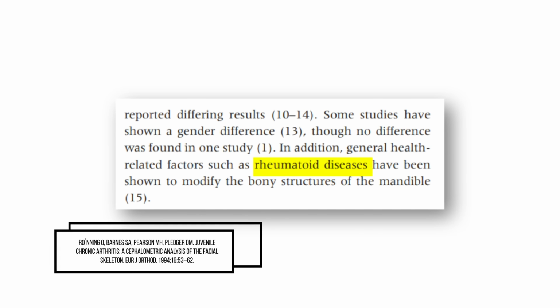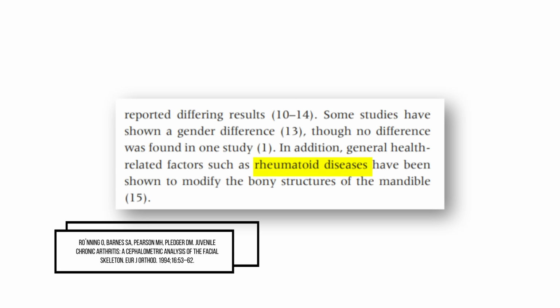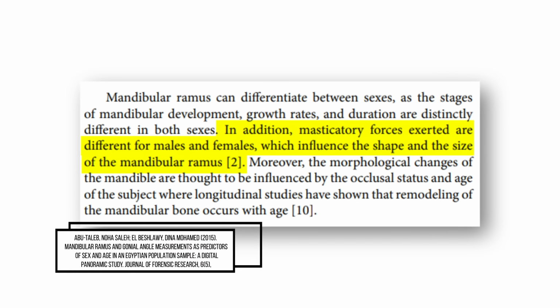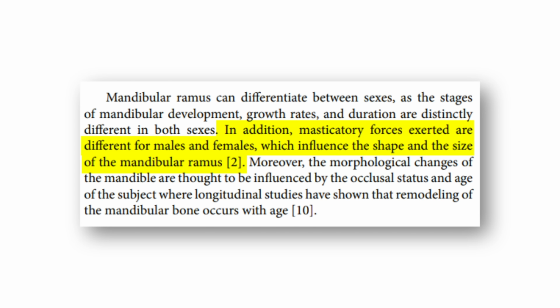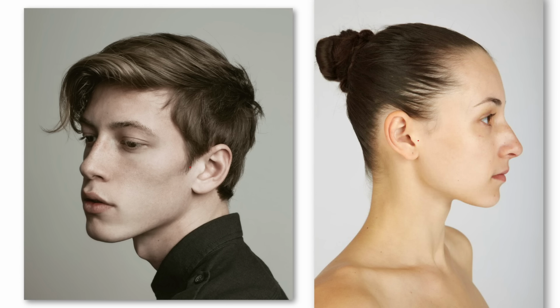The gonial angle, we'll talk about that in just a second, but health-related factors like rheumatoid disease can modify the bony structures of the mandible too. Saleh and colleagues tell us that the masticatory forces, or the biting forces, exerted are different for men and women, which influence the shape and the size of the mandibular ramus, just like what I said before. In simple terms, men have square jaws because they bite harder and vice versa.